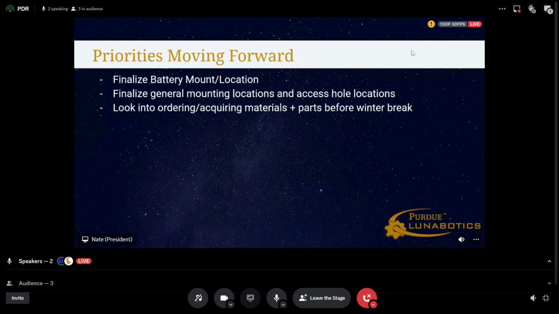And then our priorities moving forward are finalizing general locations and access rules depending on design changes, what we see needs fit, conditions, rules, wiring, and also hypothetically looking into acquiring most materials and parts before winter break, so we can start as soon as possible. Yeah.